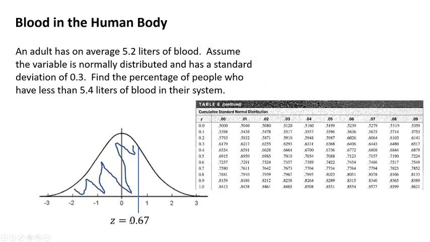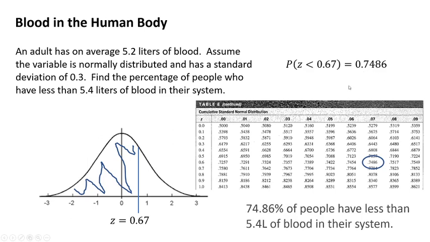Okay, so how do we find that? 0.67, here it is, 0.7486. And so the answer is 0.7486. So the probability that z is less than 0.67 is this, which means that for our problem, 74.86% of people have less than 5.4 liters of blood in their system. It's good information if you're a vampire.